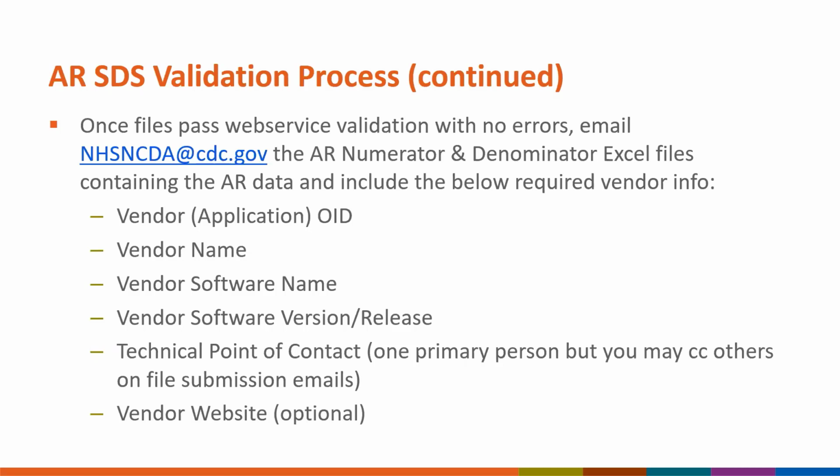If any of the information listed here is missing, apart from the optional vendor website, we won't be able to process your request. After we receive information, we'll follow up with an email to ask if you'd like us to delay posting your vendor information on our website. Some of you have shared that you'd like time to incorporate the SDS validation ID into your software system and therefore want us to delay posting. So please let us know if that's the case for you. Then at that point, we would test your Excel files to confirm whether they pass AR SDS validation.